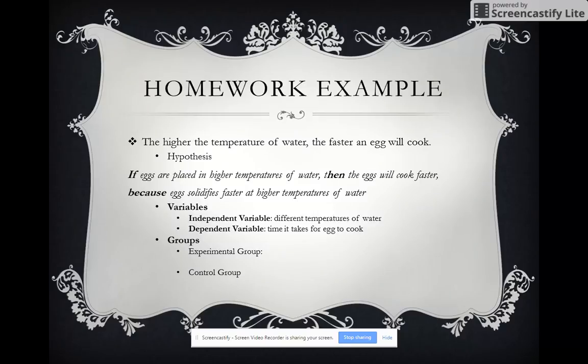So back to your homework. We've mentioned the hypothesis, the variables, and now we're down to the groups. The experimental groups we've already picked out, and they're going to be the groups with different temperatures of water. The control group will be that one group that only stays at 100 degrees Celsius.